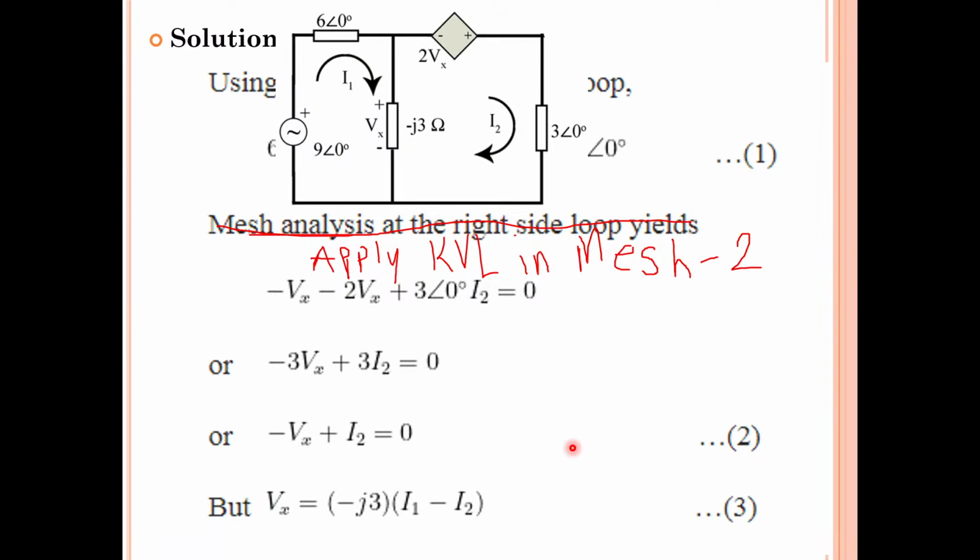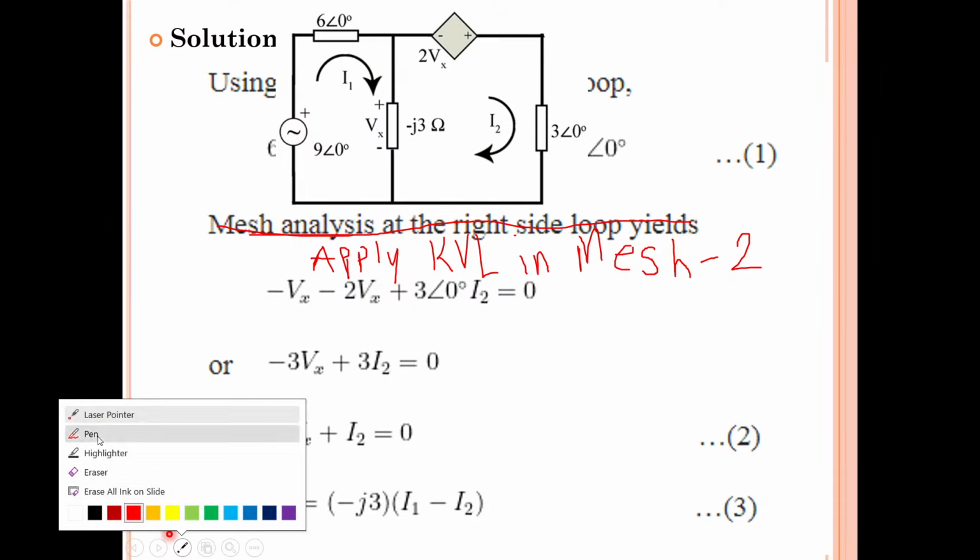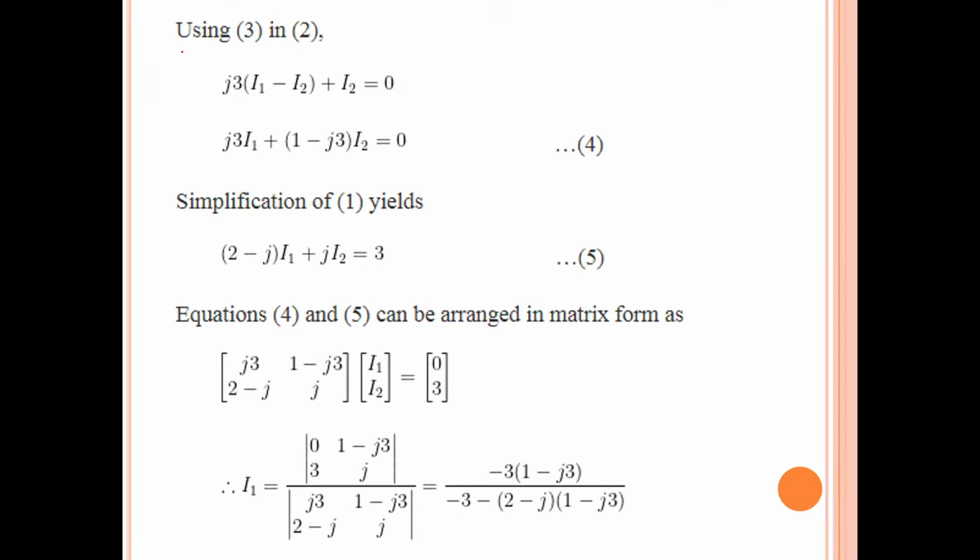I hope you might have already written whatever is there on this slide. Now just substitute 3 in 2. So if you substitute, what will happen? You will get J3 into I1 minus I2, plus I2 equal to 0. Now just expand this, you will get J3 I1 and minus J3 I2, and I2 is there.